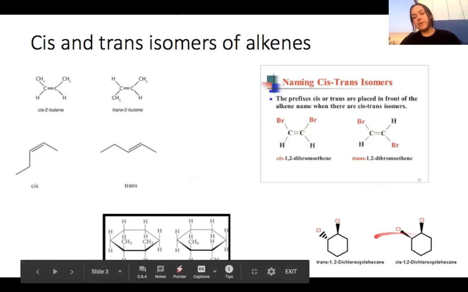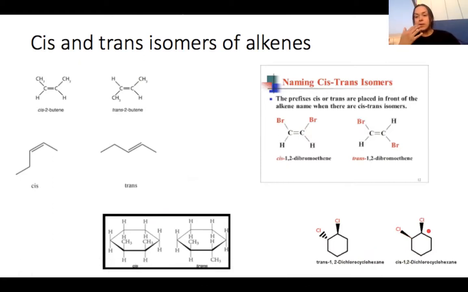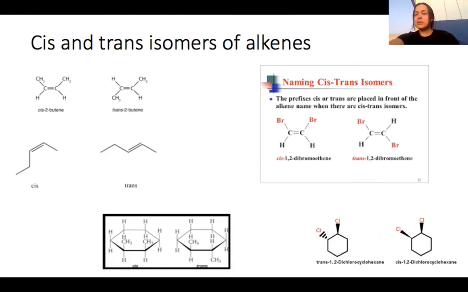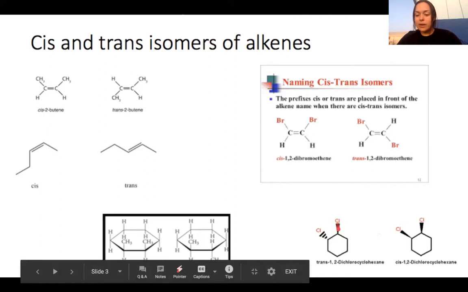And the way we show that, some of you have asked me about the wedges and the dashed triangles, and that's what's shown in this bottom right corner. If I have two wedges, that means they're both coming out at me, so above the plane of whatever I'm looking at, whether that's my computer screen or my paper. And so this is a cis. Here I have one solid wedge and one dashed wedge. The dashed wedge is going away from me, so into the plane of the paper, like into my computer screen or into my desk, whatever surface. So here I have one chlorine group above the plane of the ring and one below the plane. So this would be trans.